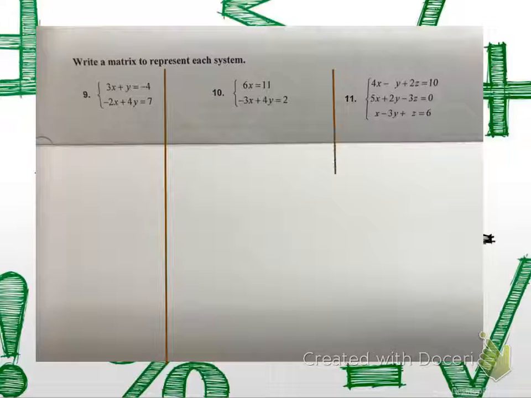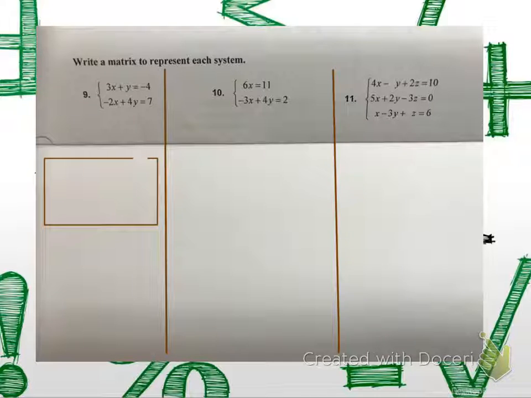Now, we're going to write the matrix for each system. Just want to make some nice, neat square brackets there, put in our line for equals. Remember, in number 9, we have 2 equations. We have 2 variables and a constant, so we have our x, we have our y, and we have our constant.